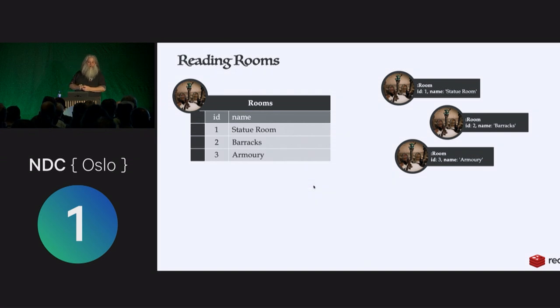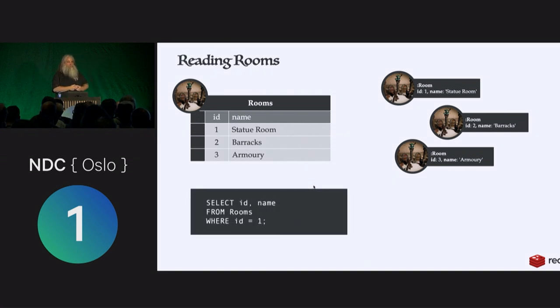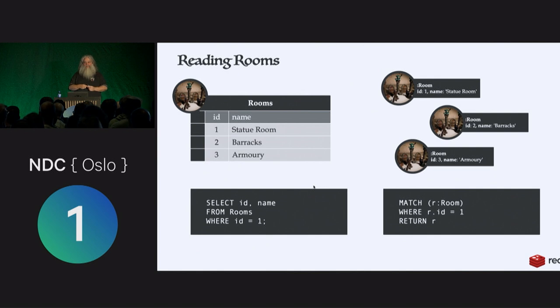To read our room with SQL, this is the first thing we learn: select star from users where ID is greater than zero. To query a graph database, we use the match keyword. We'll say match r colon room. Again, that matches all nodes that have a label of room and assigns those to the variable r. We add a where clause to filter them, so where the ID is 1. And we return it. So far, so good.